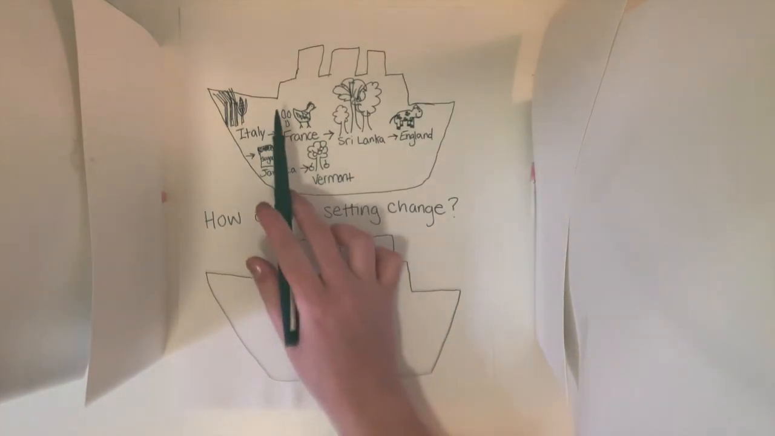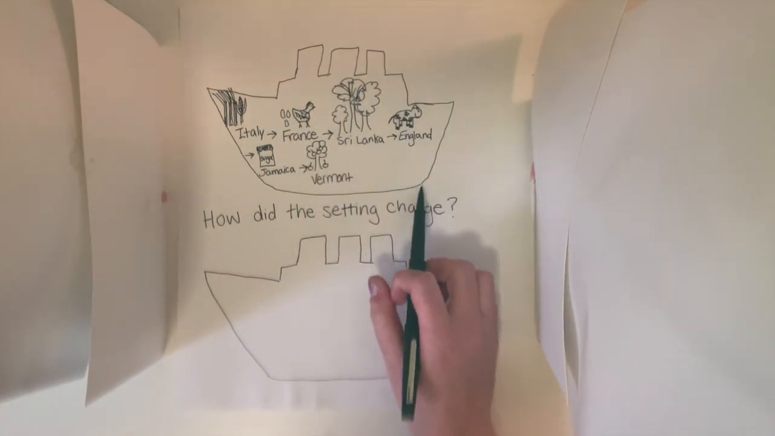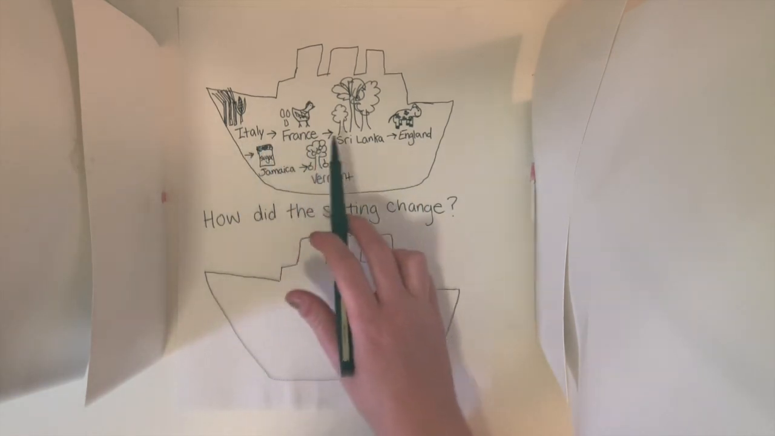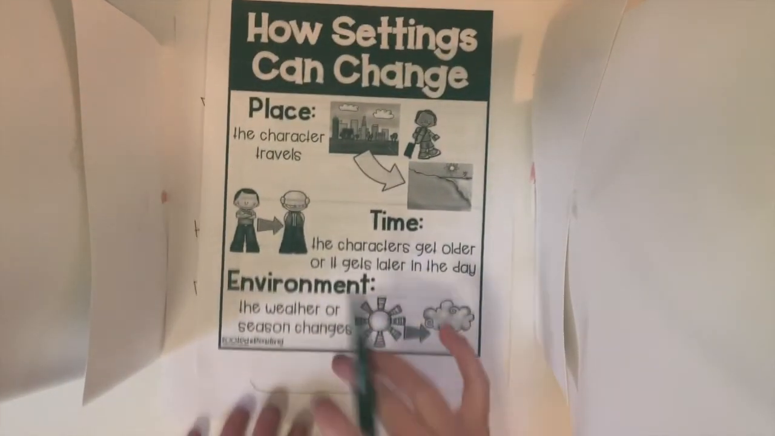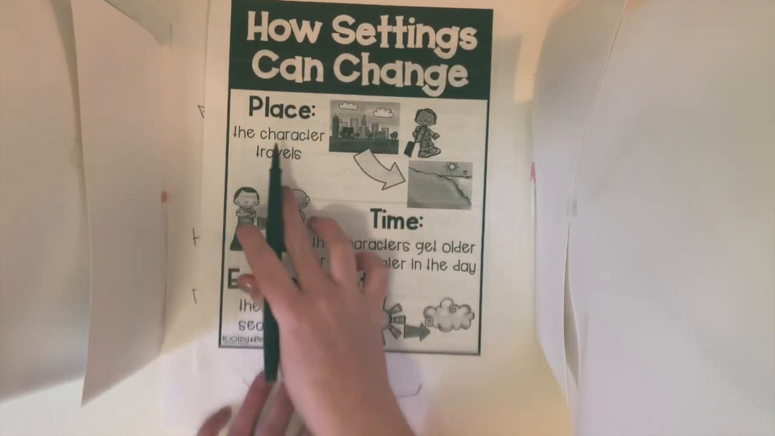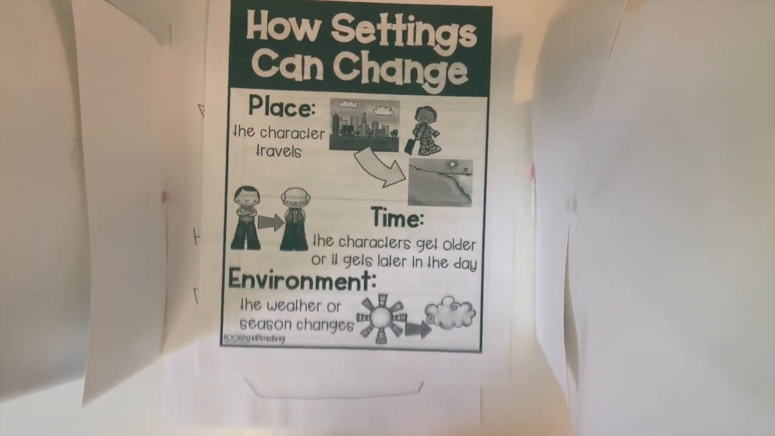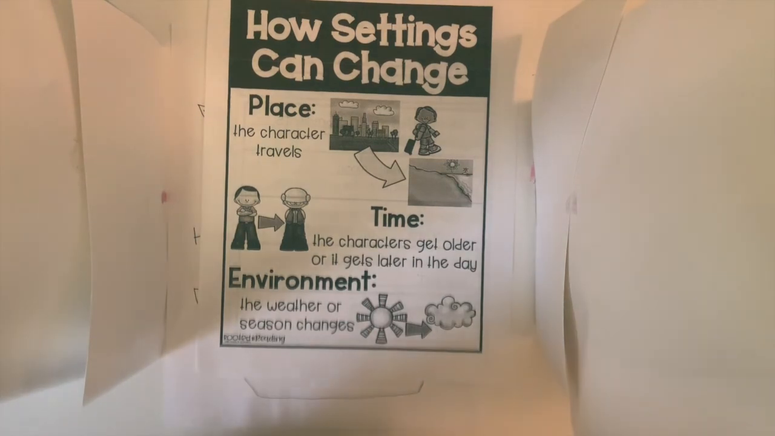Now you can look at the boat, because that's how the little girl traveled, and see all the different places that she went. And you see all the places that our settings took place. Because remember, settings can change by place when the character travels. And that's exactly what our character did.